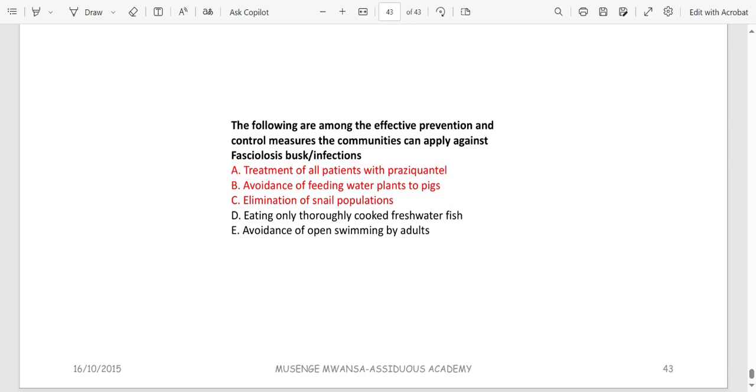Okay. Avoidance of open swimming by adults. Now, you don't really get these worms by swimming. Okay, so D is not really wrong. Eating only thoroughly cooked freshwater fish, because we said that you can get most of the infection from the water, or if you eat the fish, because the fish can end up eating the plants. But normally you are getting the infection from the plants. So that's why we're trying to avoid anything to do with eating the plants. But also the animals, you want to make sure that they are well cooked as you eat. So this is really not wrong there. It's also a correct statement.